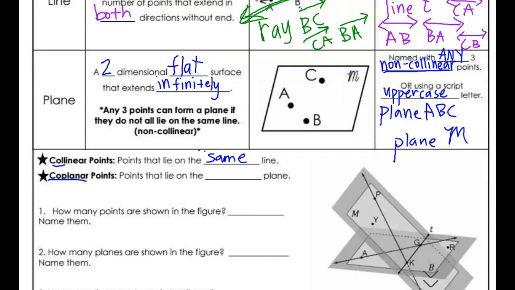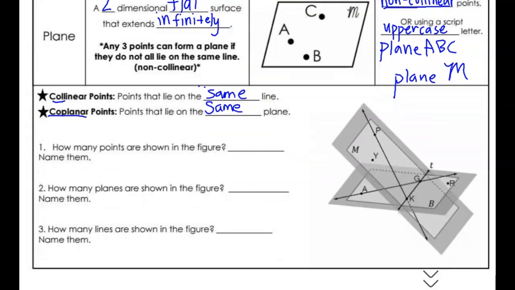Coplanar. Points that are on the same plane. Same plane. Okay. So that means they're on the same flat surface. So if we were to stand on the tables and stand on top, we would be on the same plane, right? The table and the plane. But think about the floor of the classroom. The floor of the classroom is the whole plane. We are all points. Are we coplanar? Yes.